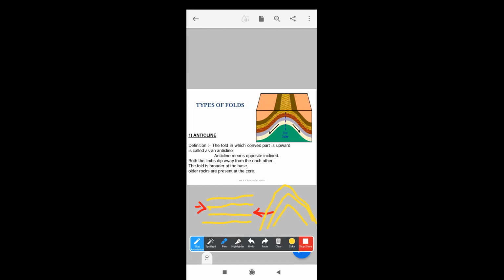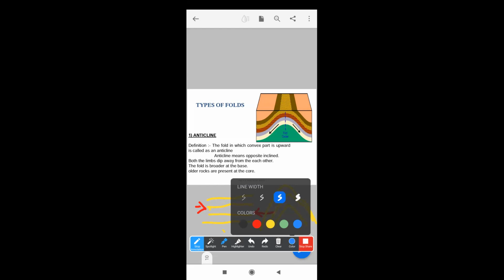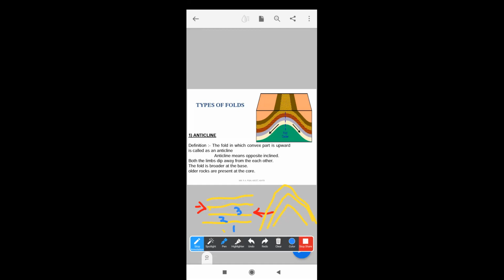Now, when the original horizontal rocks are there, the older rocks are at the bottom. So this is the first, this is the second, this is the third, and this is the fourth layer. The first layer is the older rock, because this layer is formed at the first stage. Second layer after that, third layer after that, and fourth layer after that. That's why the older rocks are at the bottom when the rocks are horizontal.